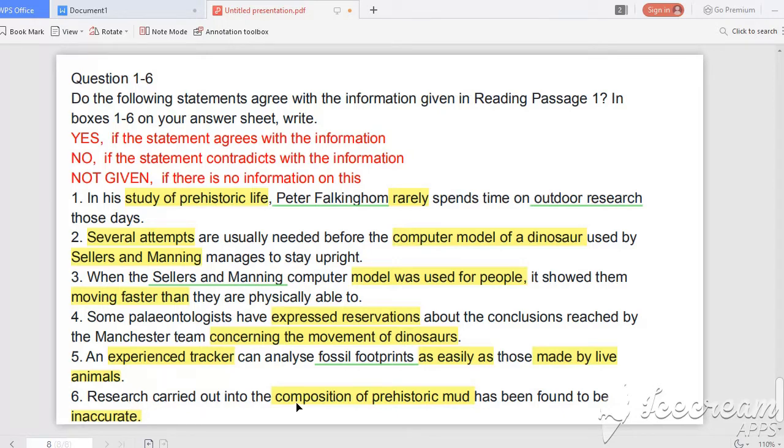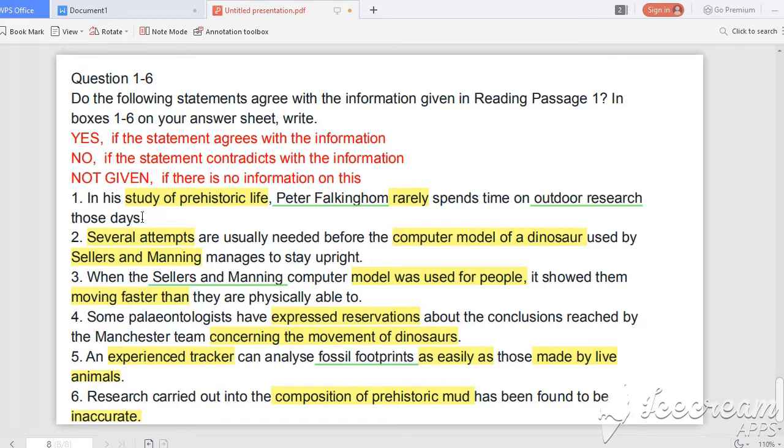Research carried out into the composition of prehistoric mud has been found to be inaccurate. Again, the keywords here are composition of prehistoric mud, and the qualifying word is inaccurate. It's not correct; the composition is incorrect. So we should keep that in mind before answering the question. Now let's start reading the passage and try to find this question.